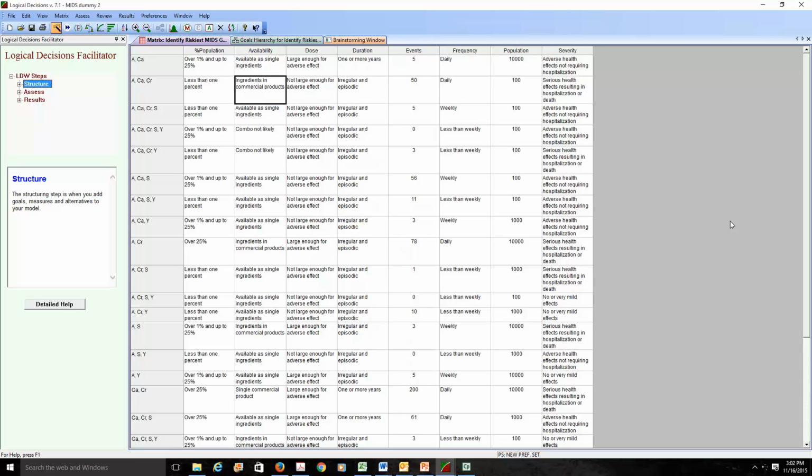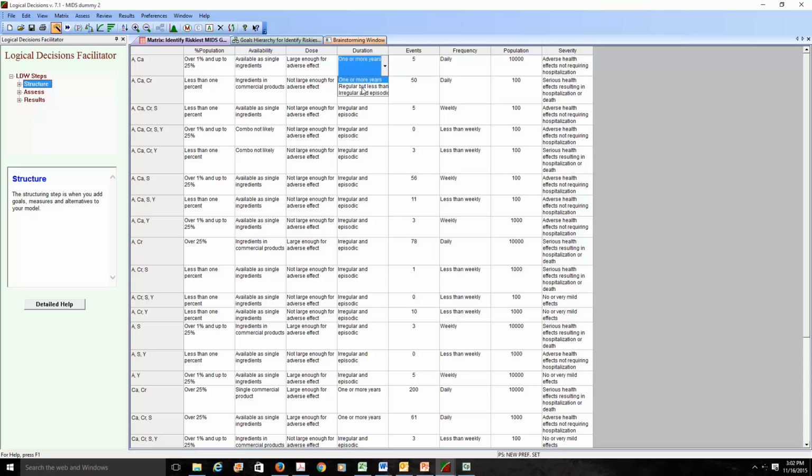Availability. If you scan down through this, you'll see some of these combinations are available as single ingredients. Others are ingredients in commercial products. If you take a look further down, you'll find in some cases a combination is not likely. And further down still, these are available in a single commercial product. So you can get this particular combination in a product that's for sale. The dose, large enough for adverse effect, not large enough for adverse effect. The duration, 1 or more years, irregular and episodic.